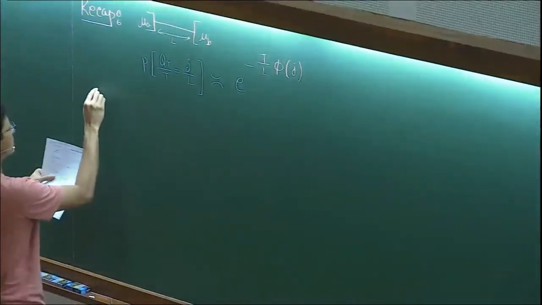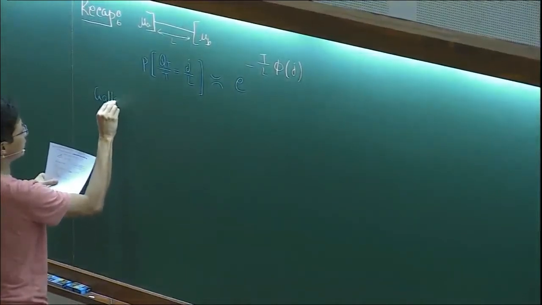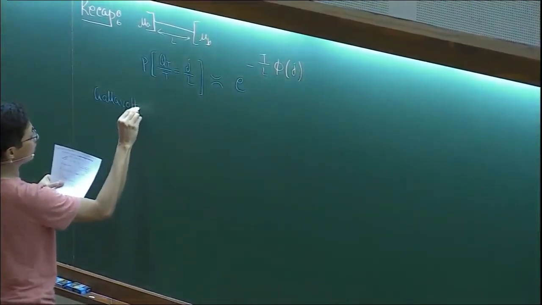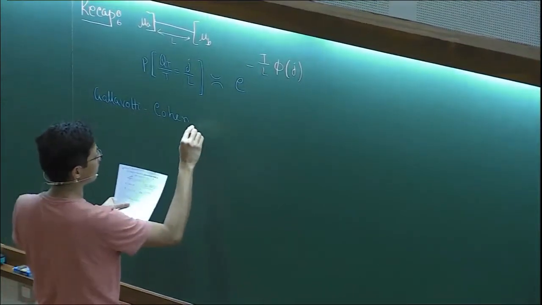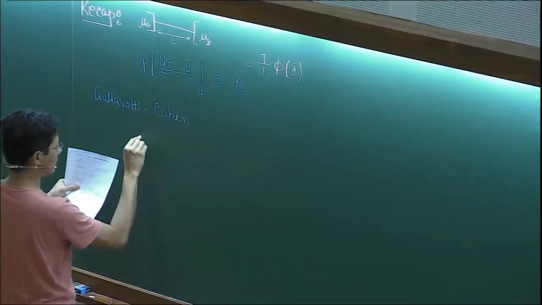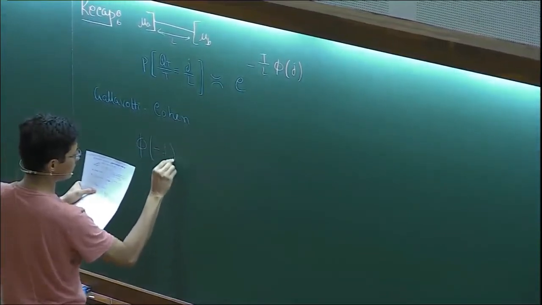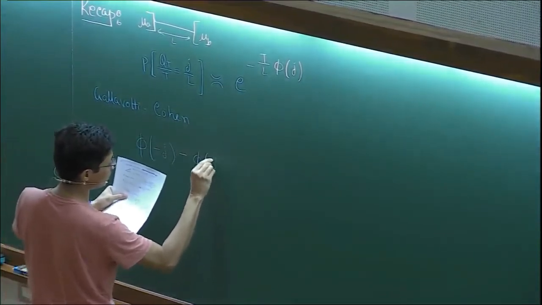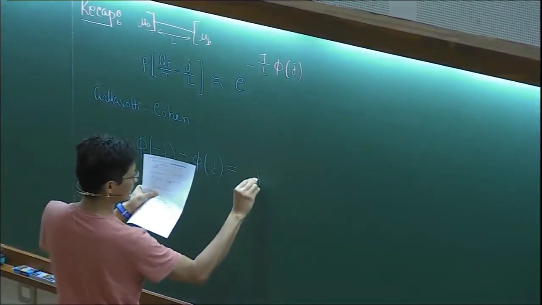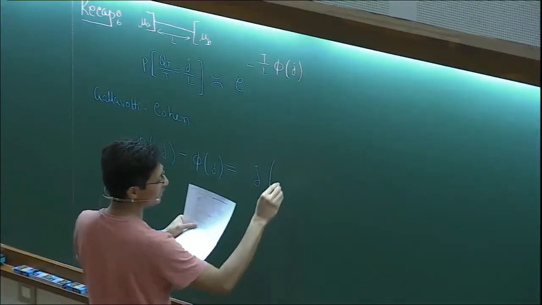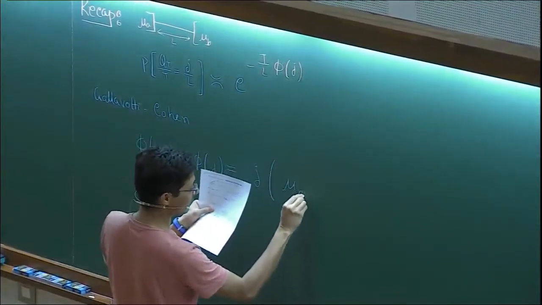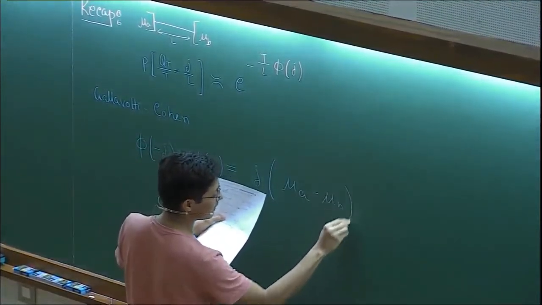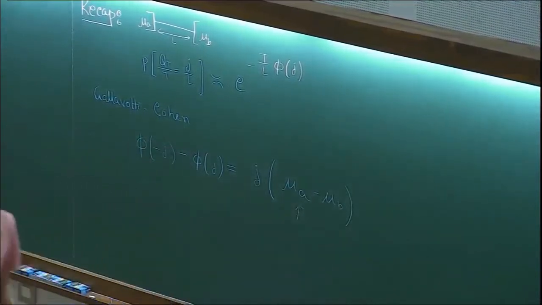And then there was this symmetry relation. That was phi of minus J minus phi of J. So here I wrote something wrong. I wrote something 1 over mu A, but it should be mu A minus mu B. Okay? So this is the part where I wrote something wrong. Please correct it in your notes.